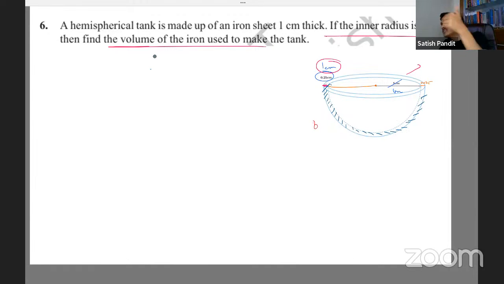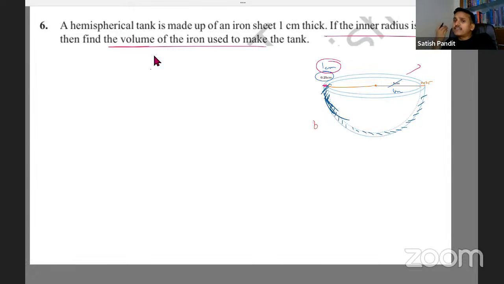Are you all getting the question first? What we have to find out? We have to find the volume to make the sheet. See, suppose I'm making a glass, or if I have a bowl, like this. You understand, right? If you have a bowl, this volume, this thickness volume, we have to find out. Some metal is used here to make it this much thick, right? We have to find the volume of that.